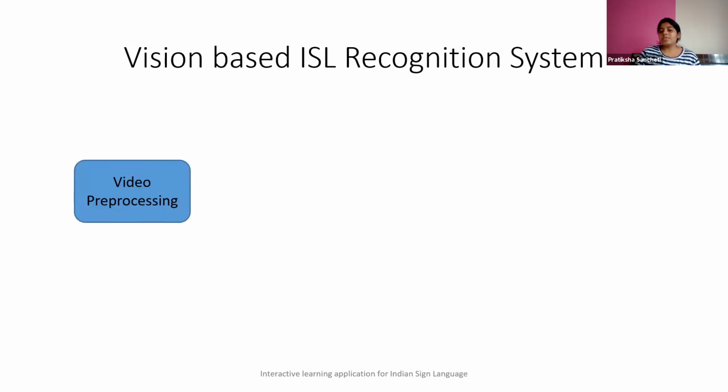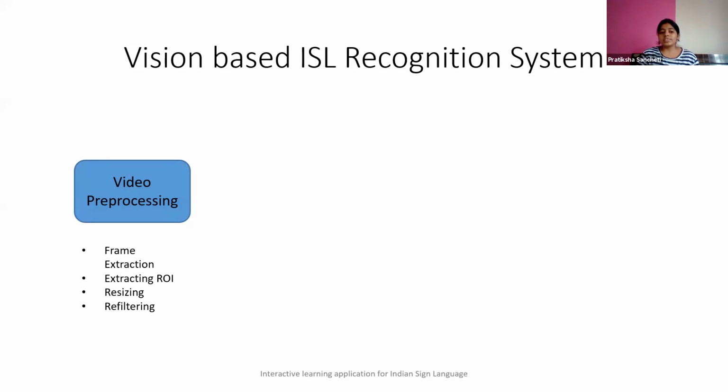In general, a vision-based recognition system consists of 4 steps. First one is video pre-processing. In video pre-processing, when the user inputs his sign, that video has to be divided into frames.